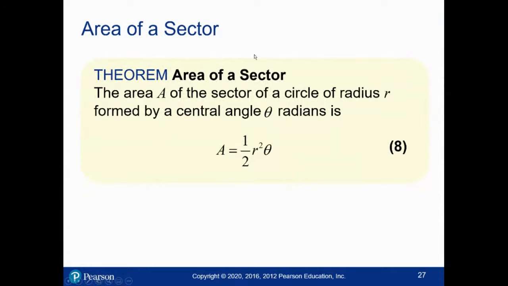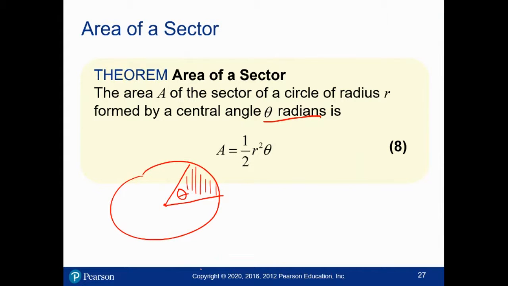Okay, anyway, from arc length, we can then move on to talk about areas of sectors. So again, we get this nice formula. It's not so complicated to use, but the angle has to be measured in radians. So if I have a circle, okay, and I have an angle of theta radians, and I want to ask, what's the area of this pie slice? 1/2 r squared theta.